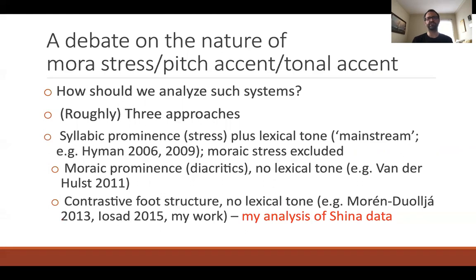And there is a decade-long debate on how we should analyze systems of that type. Roughly, I would say there are three approaches. So either you say that syllables carry stress, and then some of the syllables can have a lexical tone or not. I think this is the most widespread approach, which is why I informally call it mainstream here. Hyman's work represents that. And that approach that says that stress is syllabic prominence excludes every type of prominence below the level of the syllable. Therefore, something like mora stress or moraic stress should not exist, right?